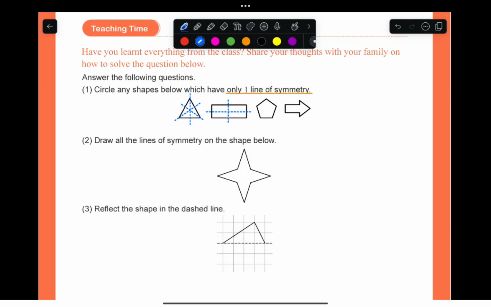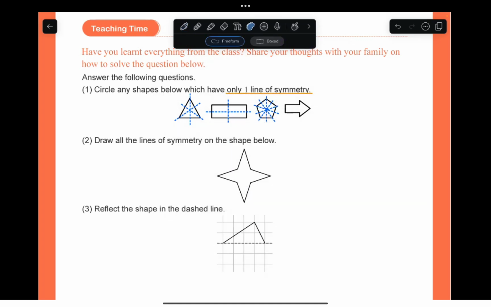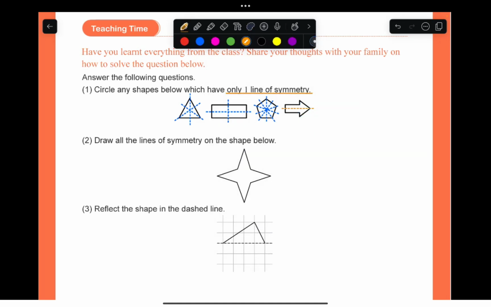A regular pentagon is obviously not true because a pentagon is a 5-sided regular shape. There must be 5 lines of symmetry. So these are the 5 lines of symmetry. So that's also not true. So the arrow is actually the answer because the arrow only has 1 line of symmetry, the horizontal line of symmetry. So that's why the answer is the arrow. Arrow is the only answer.